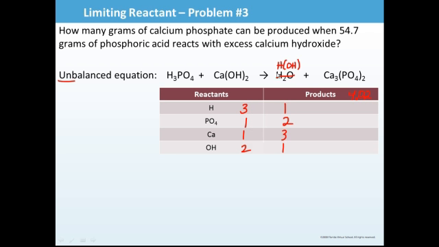I'm going to go ahead and just start with hydrogen. I have 3 on the left side, so I need to have 3 on the right side. Don't forget that that's going to change my hydroxide as well. So I now have 3 hydrogens. I now have 3 hydroxides.